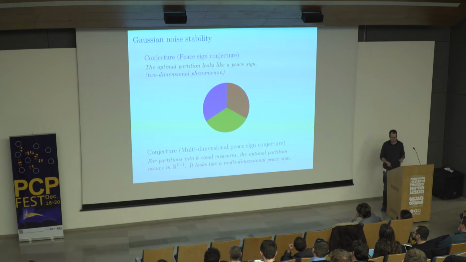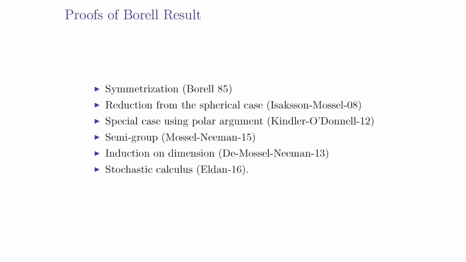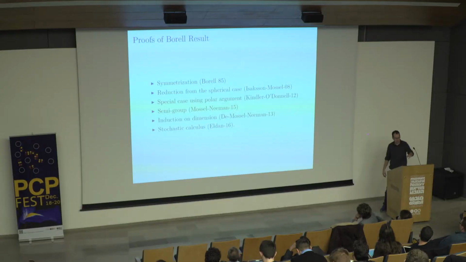Okay, so I'm going to tell you. The goal of the next slide is to tell you that for the Borel result, the partition into 2 parts, we have many proofs, and we tried all of these proofs to prove the partition into 3 parts, and they all failed. They all use completely different techniques: symmetrization, a geometric technique, reduction from the spherical case. We have spherical rearrangement. Kindler and O'Donnell have a special case where we use polar coordinates. There's a semigroup technique that was invented in France to do a lot of beautiful things. You can do induction on dimension, which, if we skip lunch, I'll show you the proof. You can do stochastic algebra. You can do many things. We tried all of them. They don't give anything for this problem. Okay, so that's where we are.